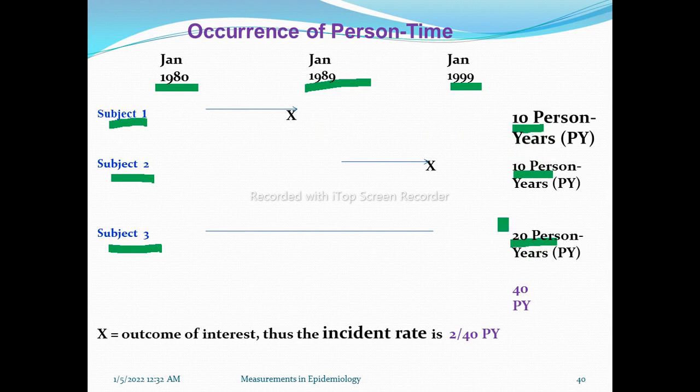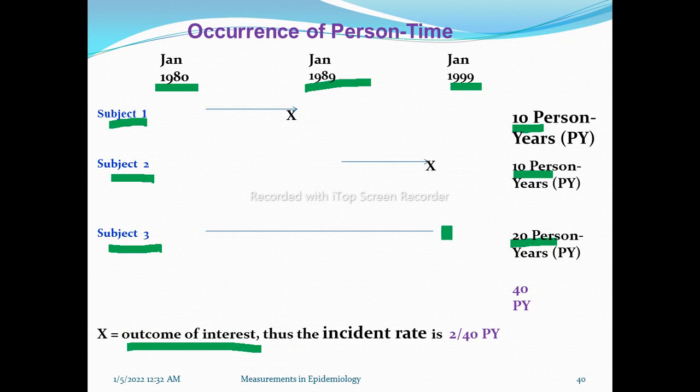So we can sum each individual contribution. For instance, subject 1 has 10 years, subject 2 has 10 years, subject 3 has 20 years. So our outcome of interest is X. This is the outcome of interest, maybe days.